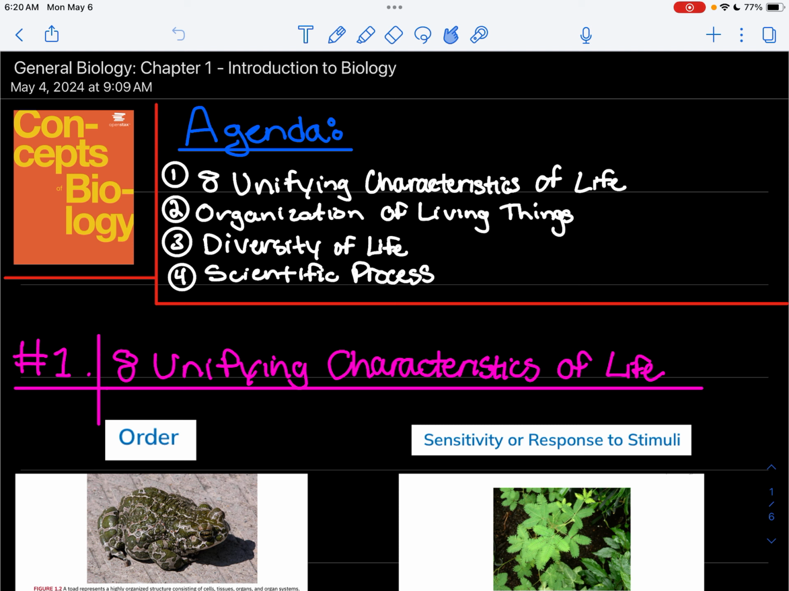Then we're going to talk briefly about the diversity of life and what that means. Life is very diverse, of course. I mean, you can just walk outside and you can see a wide variety of life. And then we are going to finish up the content by talking about the scientific process. And then, of course, I have some check your understanding questions at the end that we will go over. This agenda will follow us throughout the video here. So without further ado, let's move along.